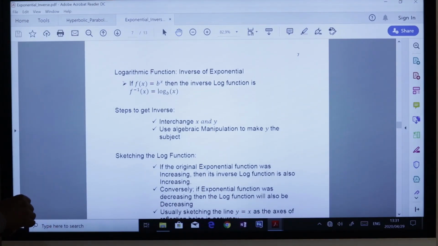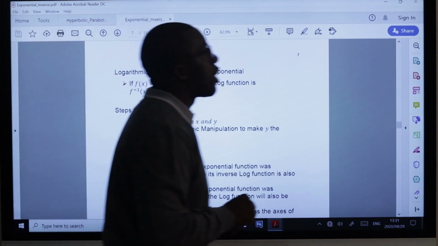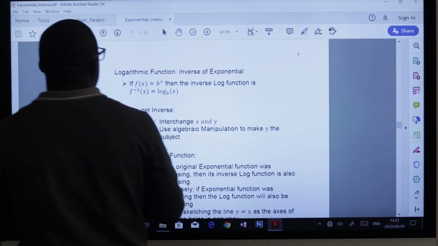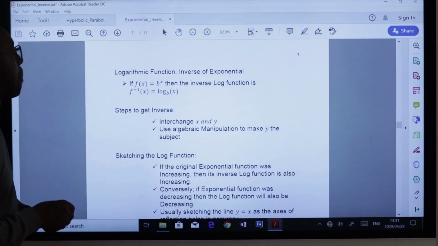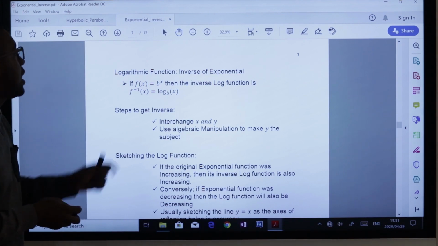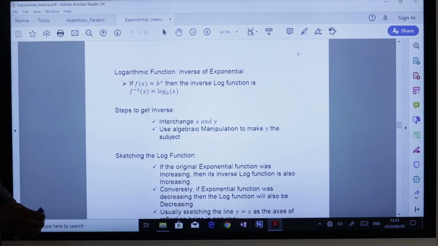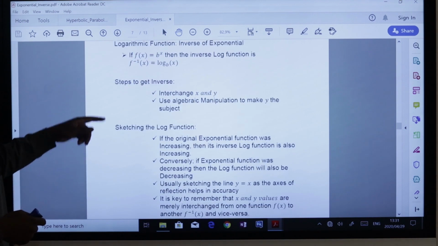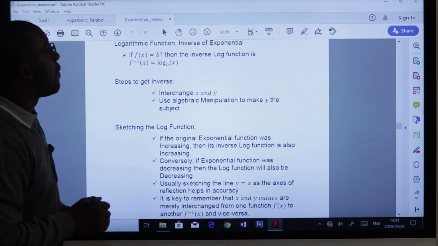The first inverse that we're going to look at is the logarithmic function. The logarithmic function is the inverse of the exponential function. In this case, if f of x was equal to b to the x, then the inverse log function is f to the minus 1 of x, which is equal to log to the base of b of x. Make sure you put the brackets there. It preserves the function for you.